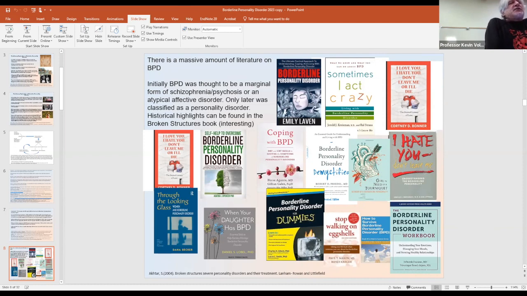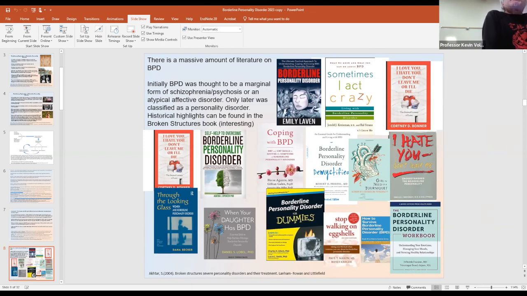When I see this much literature on something out there, and I know the prevalence rate is anywhere from 0.5 to 6% of the population, I start wondering if this thing is being overdiagnosed. So it's just a little thing in the back of my mind. Why are there so many books about BPD? It would seem like everybody has BPD if you look on the internet, right? But we know it's not everybody.